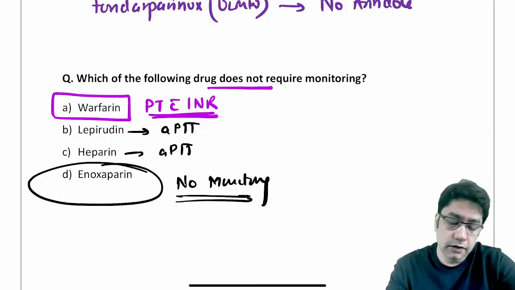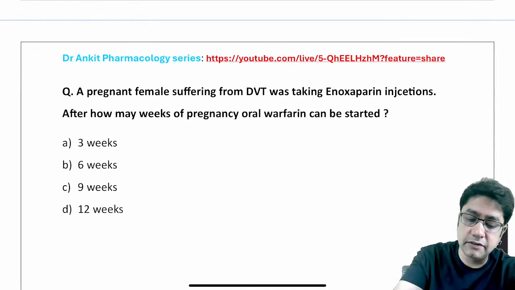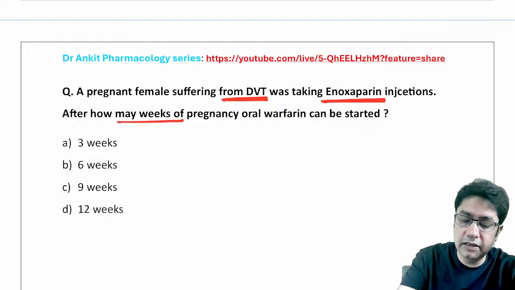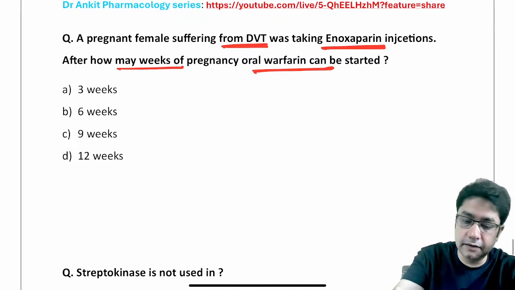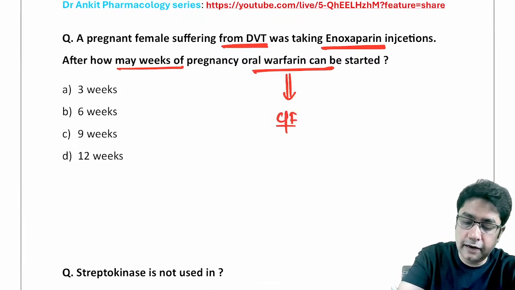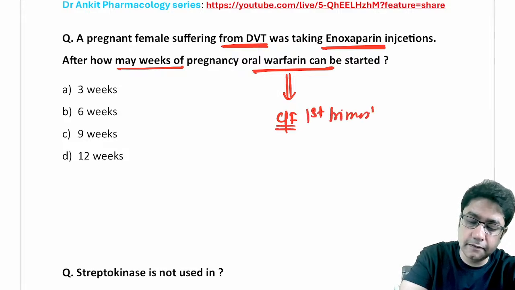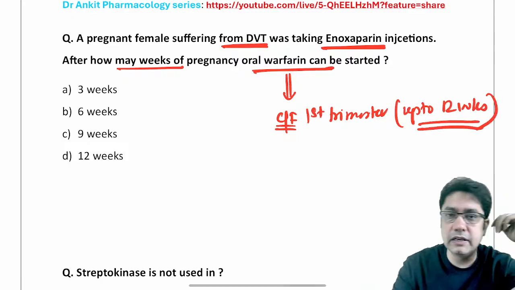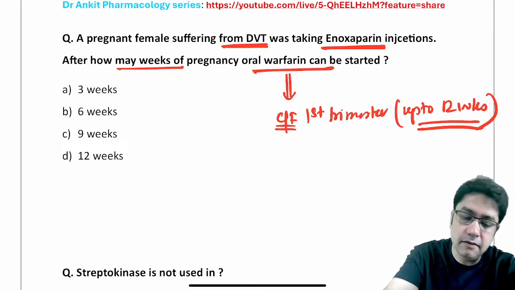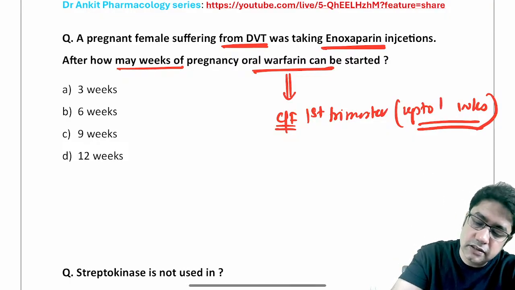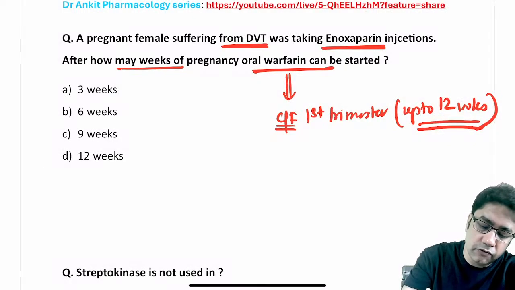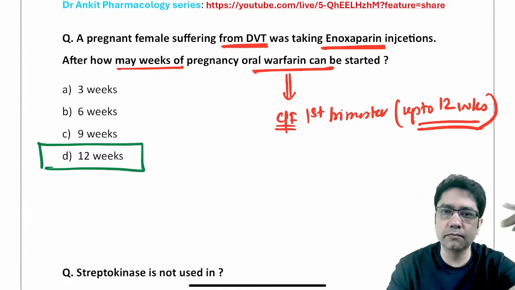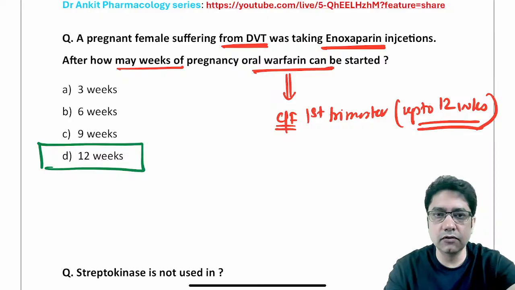Fine. So the next question is, a pregnant woman was suffering from deep venous thrombosis. She was taking enoxaparin. After how many weeks of pregnancy can warfarin be started? Remember, warfarin is contraindicated in the first trimester of pregnancy. That means up to how many weeks? Up to 12 weeks. So you can start warfarin after 12 weeks of pregnancy. In the first trimester, it is teratogenic. It can cause bone and cartilage defects. It can cause saddle nose, etc.